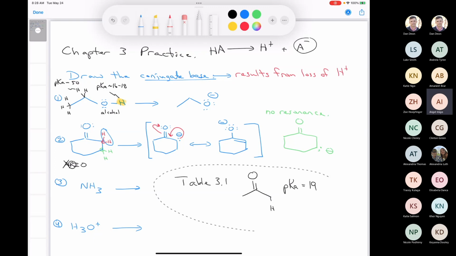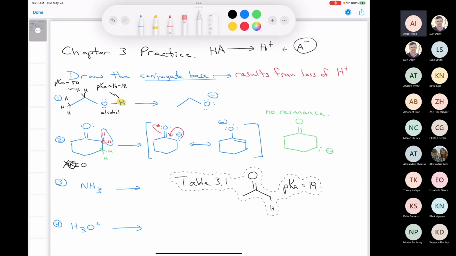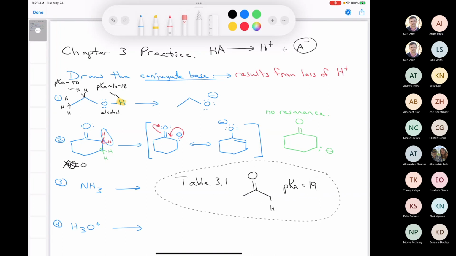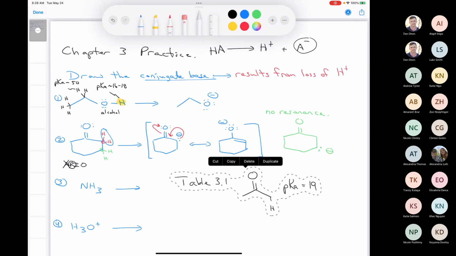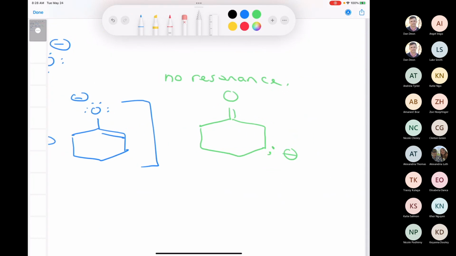So why wouldn't I be able to take a resonance structure from the green? Because there's no sp2 hybridized carbon adjacent to the negative charge, right? In order to draw a resonance structure, you'd have to have an sp2 hybridized carbon. Just let me try to delete this thing here. There's no sp2 hybridized carbon here or here, right?